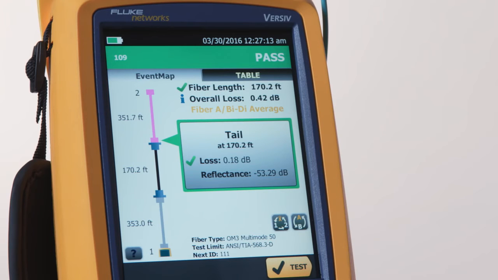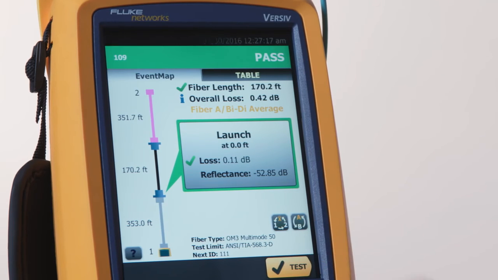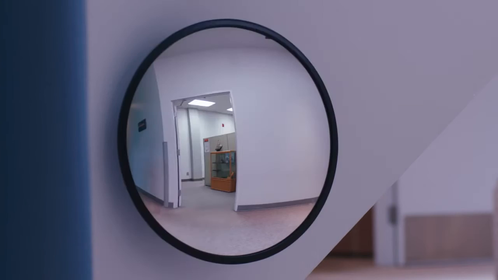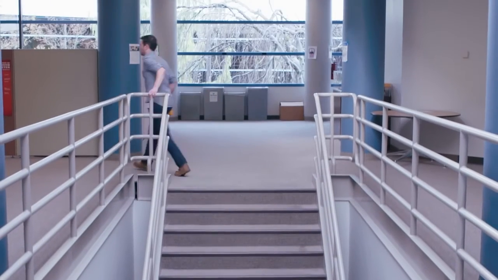The SmartLoop algorithm calculates the average bi-directional loss for each event and displays each fiber with a simple pass or fail indication. No hauling the OTDR to the far end and no calculations required.